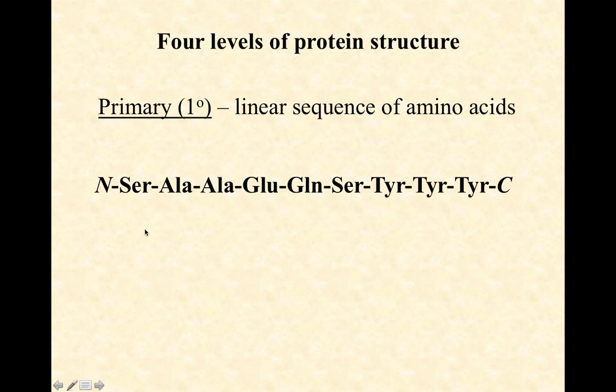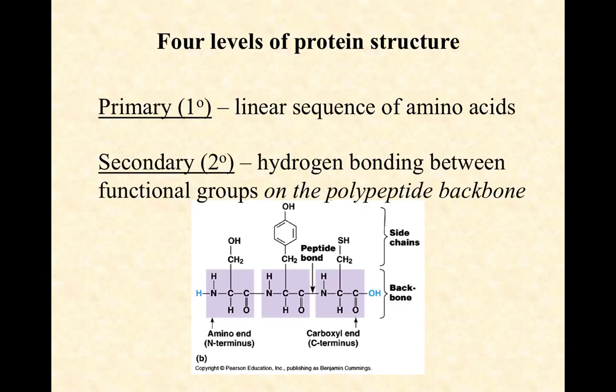So in this case, we've got a really short polypeptide. Here's its N terminus. We have serine, alanine, alanine, glutamic acid, glutamine, serine, tyrosine, tyrosine, tyrosine, and then the C terminus. Now that primary sequence is going to determine the way in which this molecule folds back on itself and thus how it functions. So let's think about why that is.